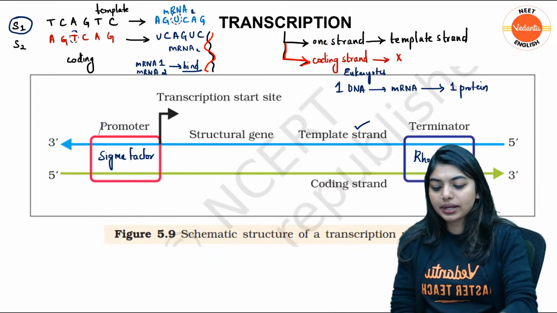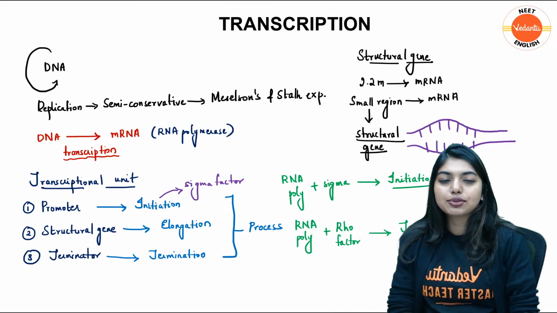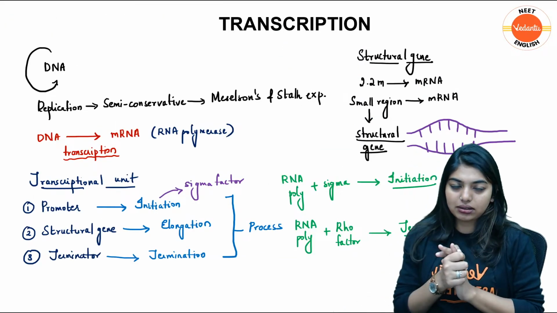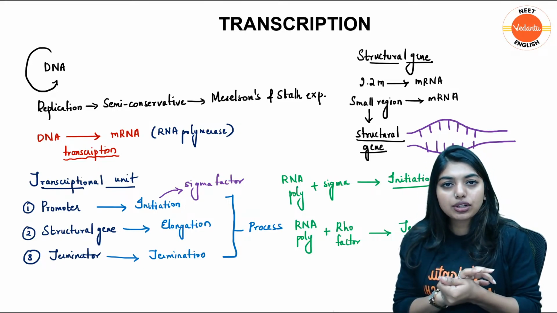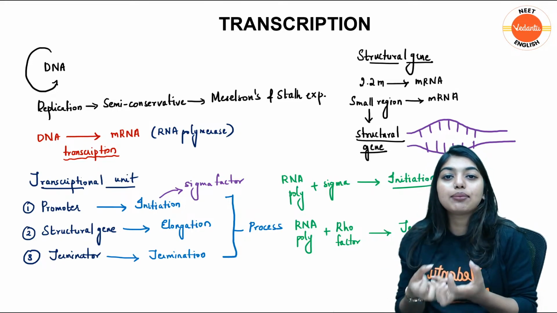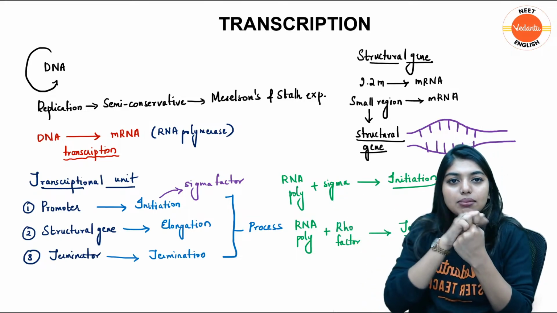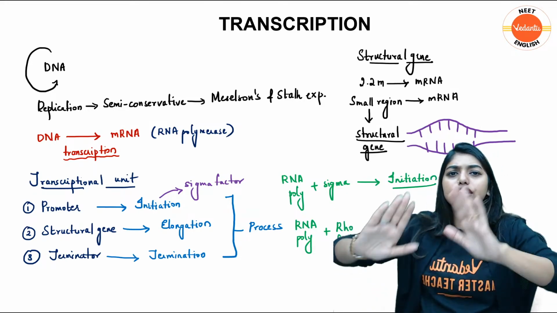If you want, we will quickly revise it. So students, transcription basically happens in three regions, that is your promoter, structural gene, and terminator region. In the promoter region, initiation will happen with the help of sigma factor. RNA polymerase will bind with the sigma factor and continue the process.